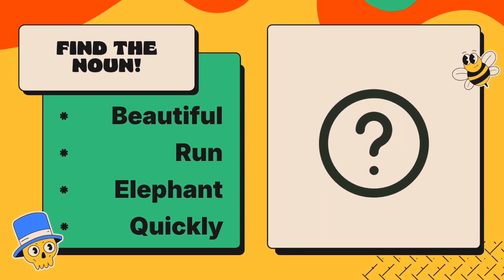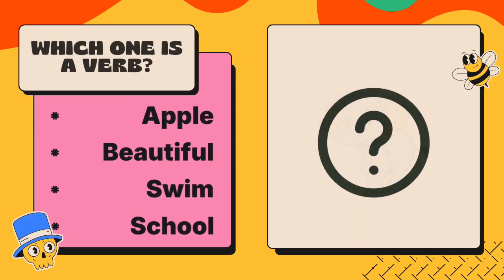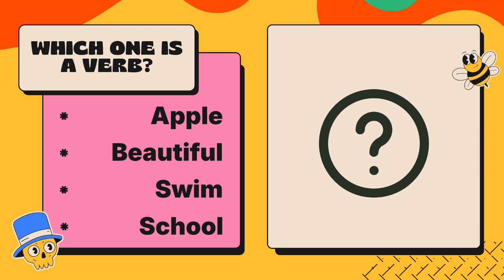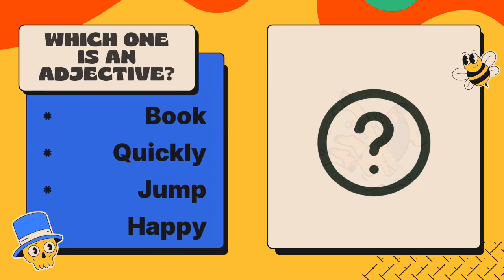Which one is the noun? Is it beautiful, run, 11, or quickly? The answer is 11. Which one is a verb? Is it apple, beautiful, swim, or school? The answer is swim. Yay, let's find an adjective now.